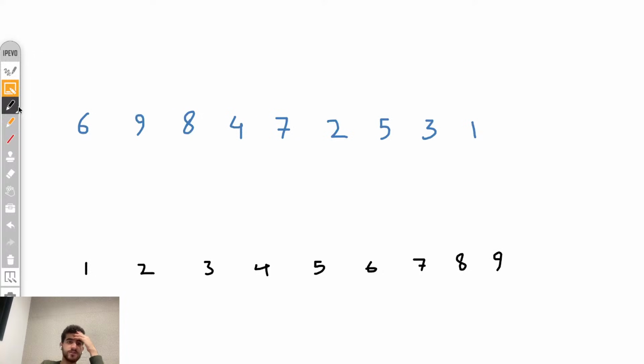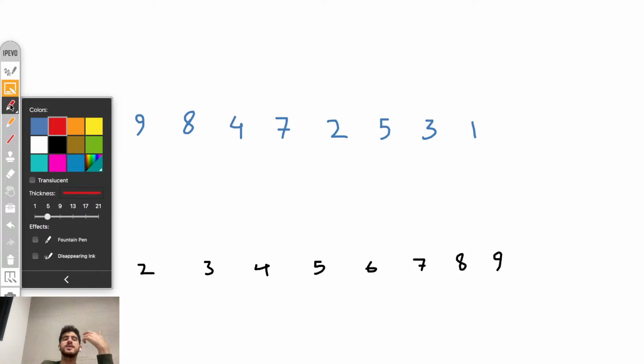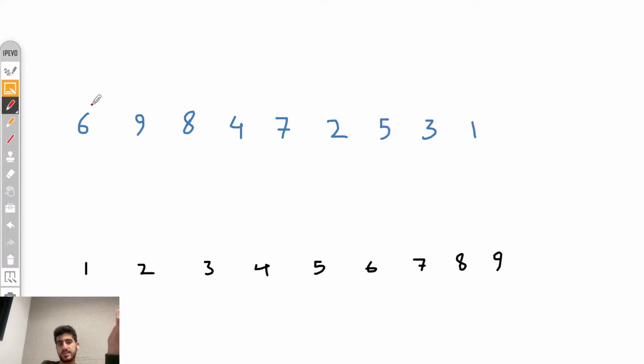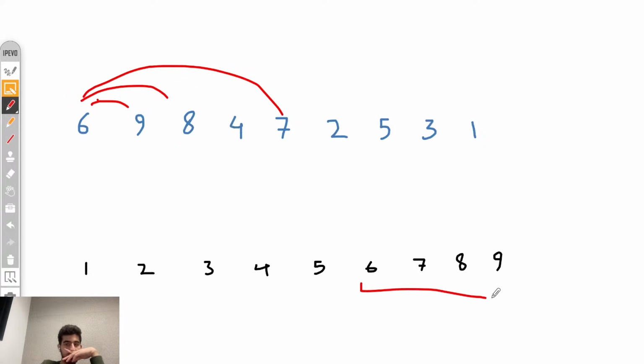First of all, I say that I have 6 at the beginning. 6 will be connected to everything that is greater than 6. So I can say that the numbers greater than 6 are now all connected to each other. I mean, they are a connected component, definitely, because 6 is connected to all of them. And then I come to this 9, and nothing happens. It's in the same component as 6, and then I come to this 8.